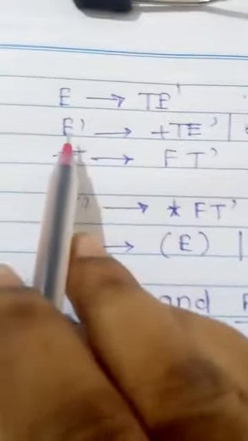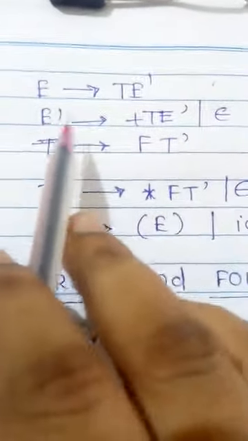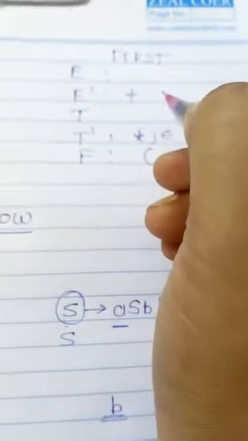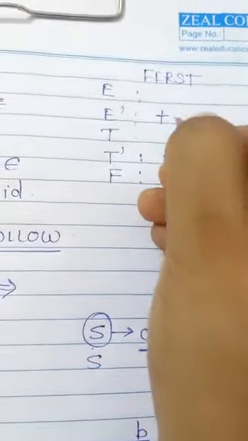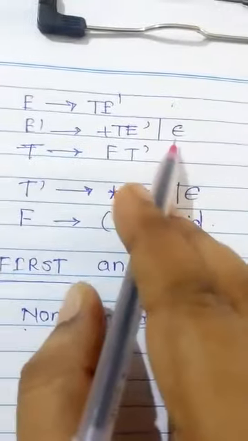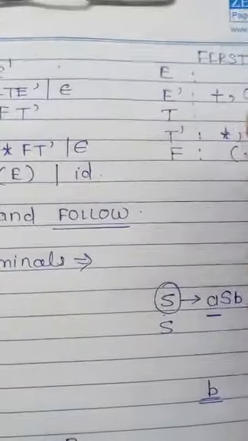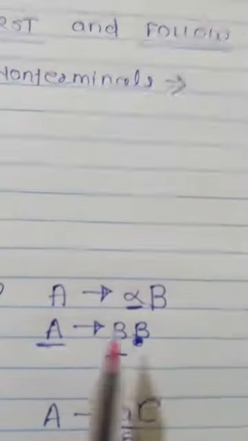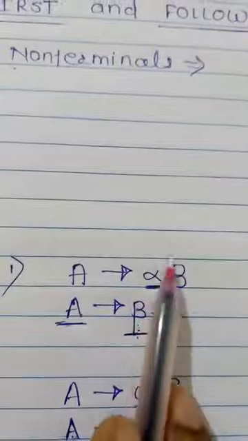Now check for E prime or E dash. So E dash gives you plus. Again plus is a terminal. Means E dash is starting with plus. So directly you will write plus in the first of E dash. Okay. Comma. E dash gives you epsilon. So first of E dash will have epsilon in it. So we'll write epsilon. Means by the first rule, if A gives you a terminal followed by anything, then first of A will have that terminal in it. Okay. We have obtained this many rules.